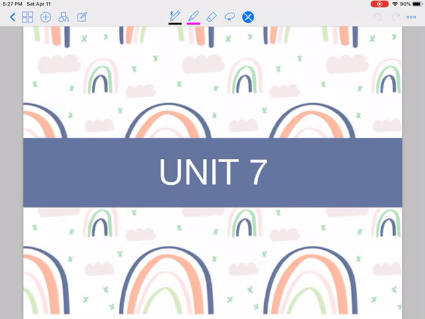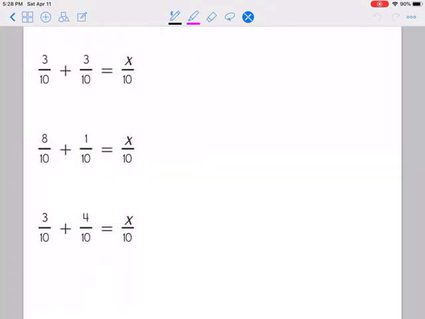Today we're going to start Unit 7, and Unit 7 covers multiplying fractions and measurement. So we're going to get started with today's lesson, which is 7-1, converting liquid measures using those U.S. customary units that we talked about. So first, let's warm up with a little bit of mental math.